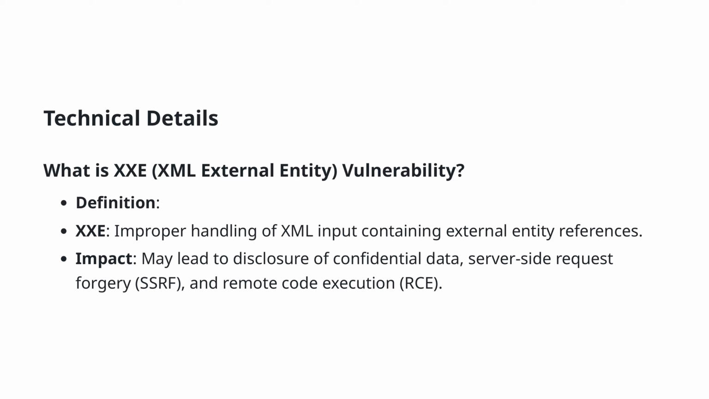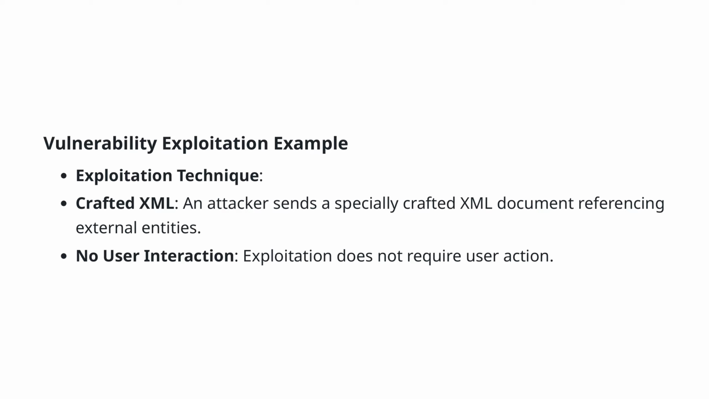In this slide, we delve into an example of how the XXE vulnerability can be exploited. The exploitation technique involves an attacker sending a specially crafted XML document that references external entities. The concerning aspect is that this form of attack does not require any user interaction, making it particularly insidious.